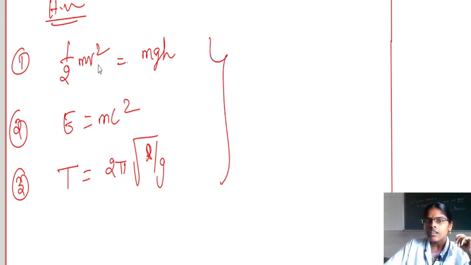You can see all these are equations having LHS and RHS. What we are going to do is write the dimension formulas. At the end, if you are getting the same dimensions on both the sides, then we can say the equation is dimensionally correct. But it doesn't mean it must be the exact equation, right? All right, so thank you.